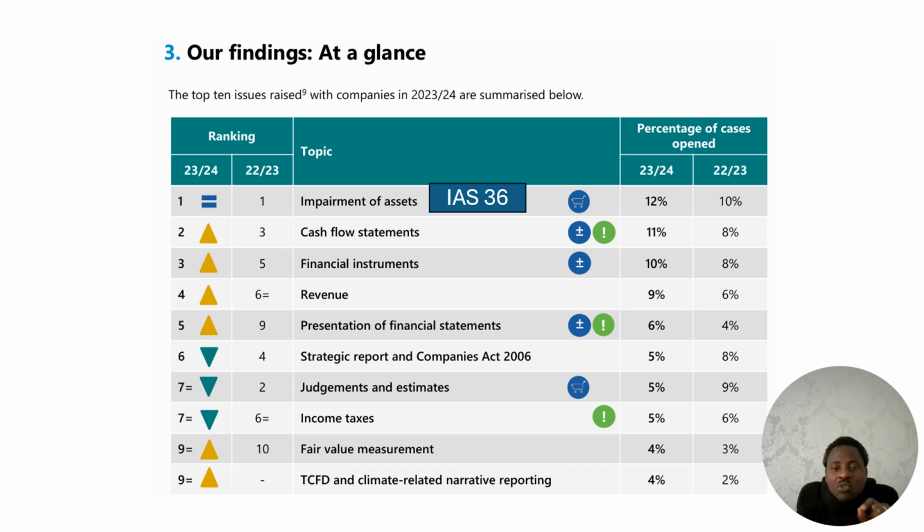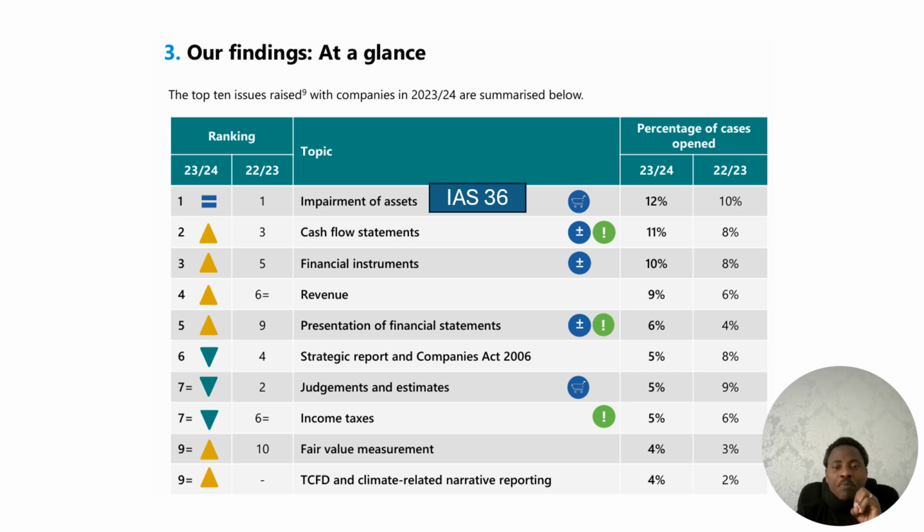IAS 36 actually governs this aspect of corporate reporting, and you need to understand what impairment really is. What is impairment? Loss or losses. You need to understand the recoverable amount and the cash generating unit. Impairment testing, you must be very sound in it. Measurement of impairment, you must be good at it. Reversal of impairment, you must be good at it. And also the presentation and disclosure requirements that are expected of you. If you are able to achieve this, that aspect is covered.